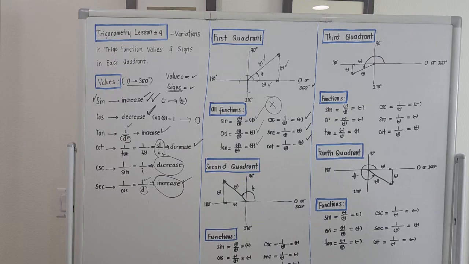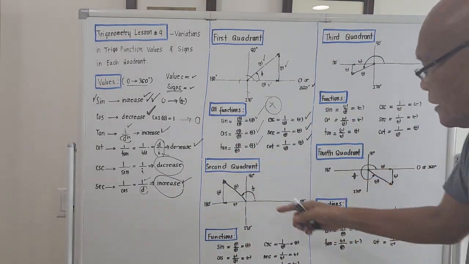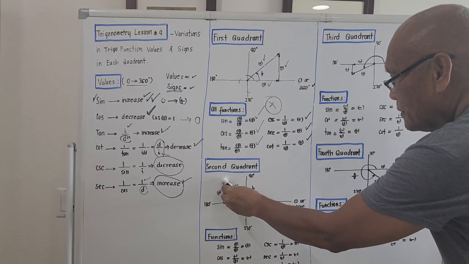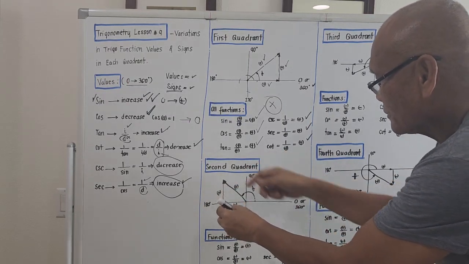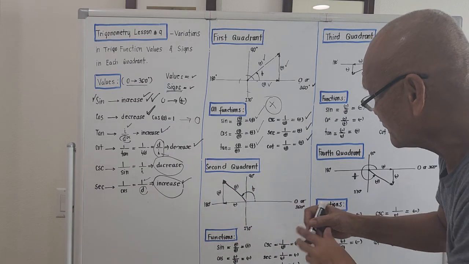Okay? It is plus. For the second quadrant, if the angle of the vector now is greater than 90 degrees, it falls under quadrant number 2. Angle theta is greater than 90 degrees.